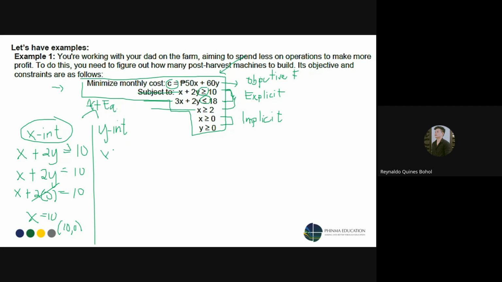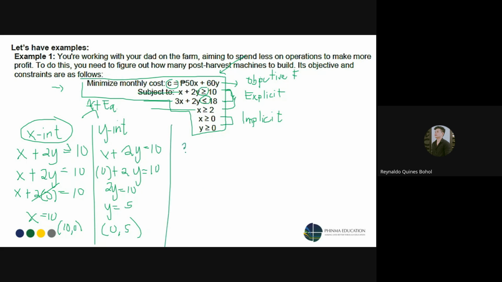So next is x plus 2y equals 10. Then let x is equal to 0 since we're looking for the value of the y-intercept. So divide natin yan sa 2. Kung dinivide mo yan sa 2, ang sagot ay 5. So the second ordered pair is 0 and 5.